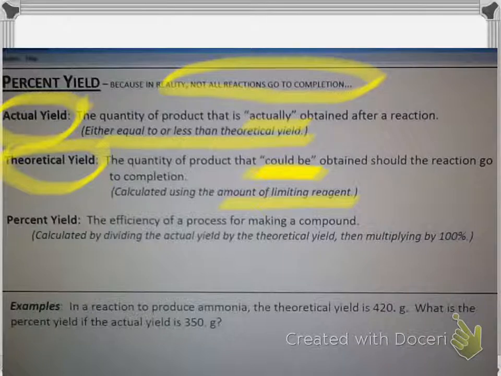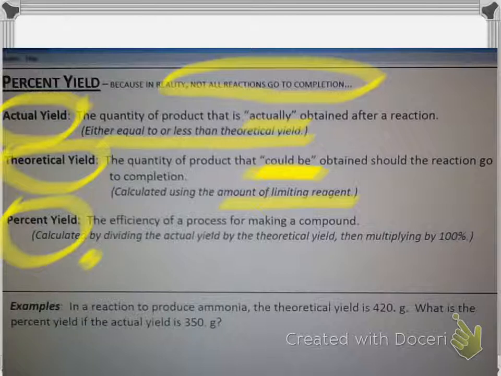Okay. What do chemists do when they get a difference in actual versus theoretical yield? It turns out that usually, not always, but usually that yield that they get is reproducible. So what they do is they give an overall efficiency of the reaction. They calculate something called the percent yield. And the percent yield is calculated by dividing the actual yield by the theoretical and then multiplying times 100.